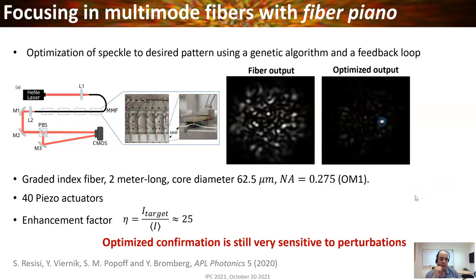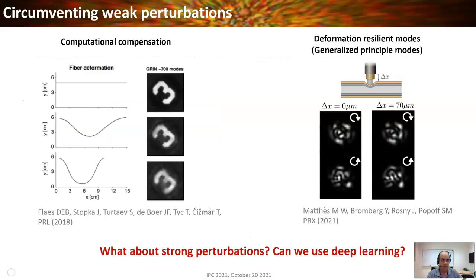So, as we said, the optimization is sensitive to mechanical perturbations. As I mentioned, the sensitivity to fiber perturbation is common to all imaging approaches, and people have tried to circumvent this sensitivity in all kinds of approaches. Here are two examples. Thomas Cizmar's team has shown that if you know exactly the parameters of the fiber and its transmission matrix, you can predict the effect of bending and compensate for it computationally.